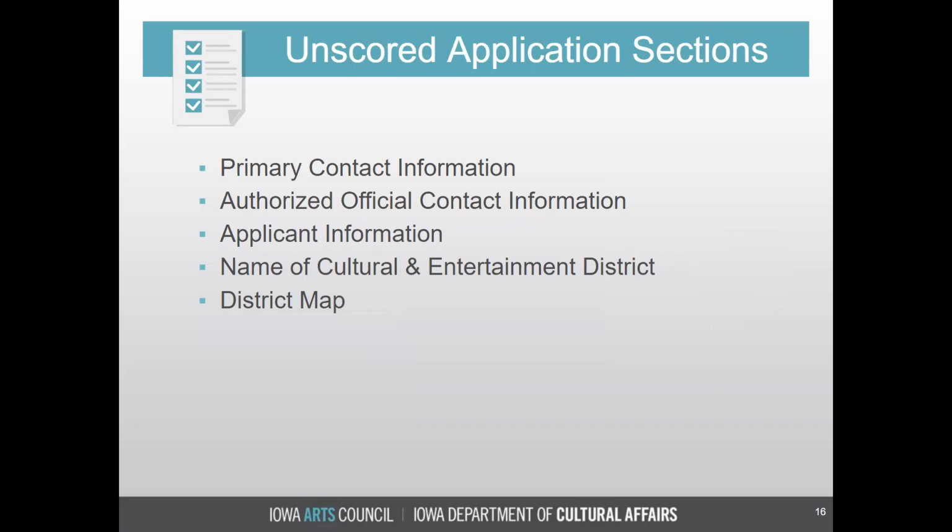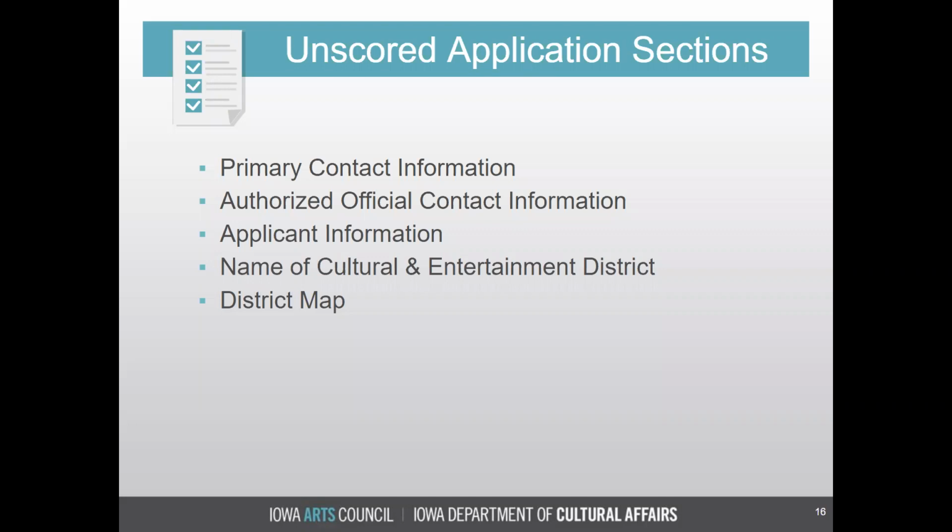There are a handful of application sections that are not scored, but are required for the application to be considered complete. The only unscored sections of the application include the contact information and a brief summary of the proposed district's cultural assets. The primary contact information will ask for the contact information of the individual who is submitting the application and who you should contact for any questions. The authorized official information will ask for the contact information for the individual with the legal authority to obligate the applicant. This is the individual who will be responsible for signing the memorandum of understanding.